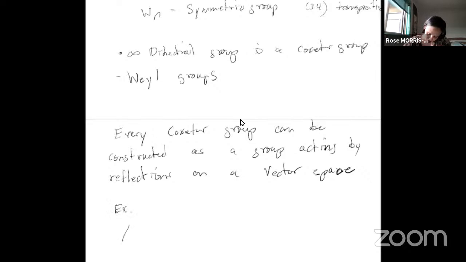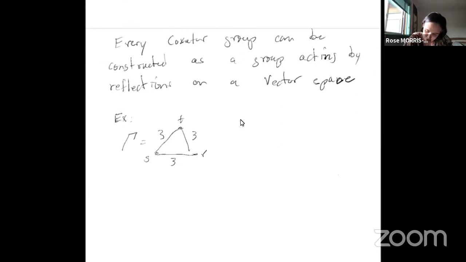But I'm going to do an example here. My example is the easiest one to draw, where gamma is a triangle and all the edges are labeled 3. Let's give these generators S, T, R. And then I think I actually have a picture here. Hold on.